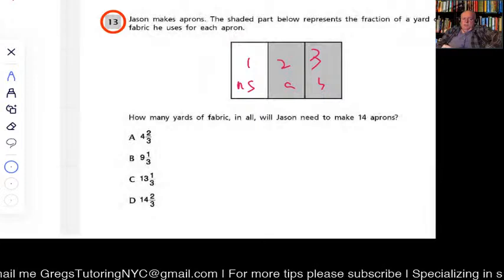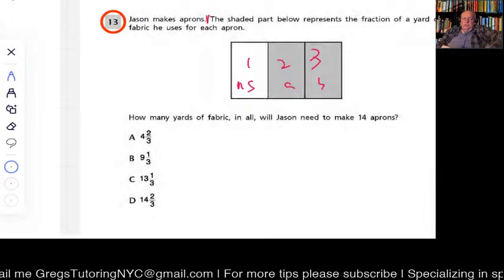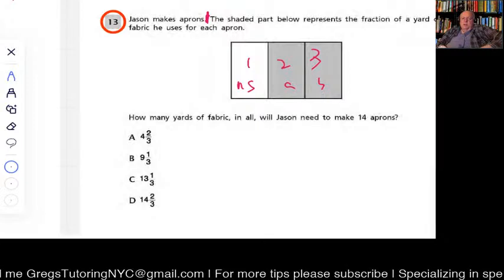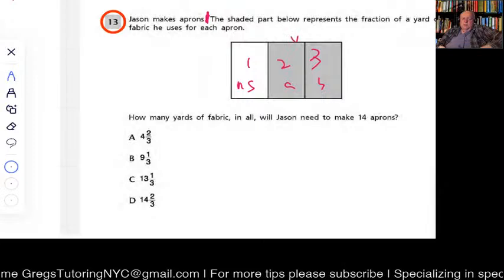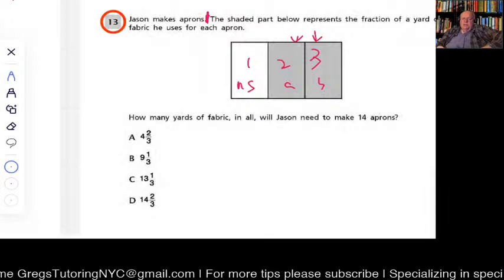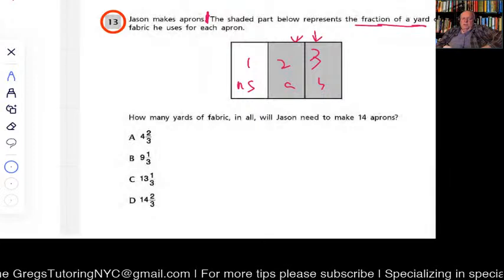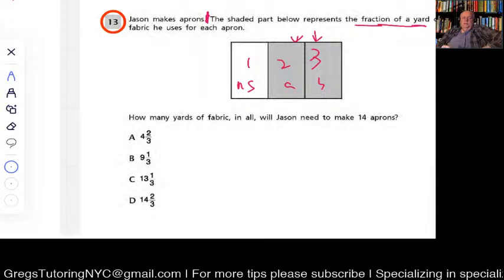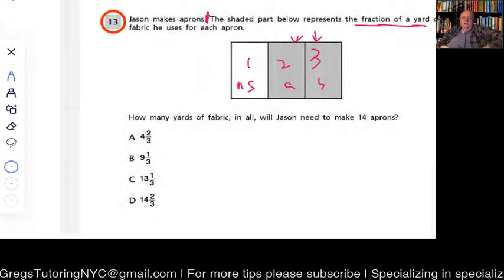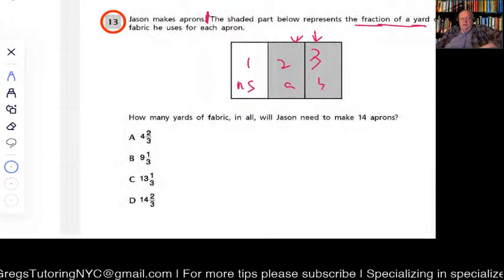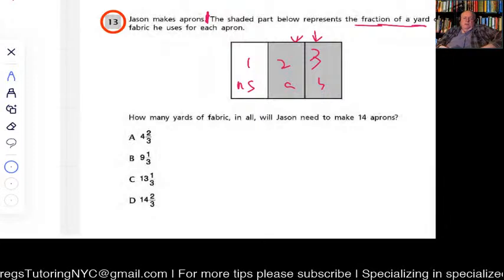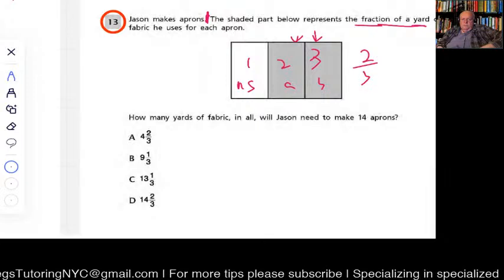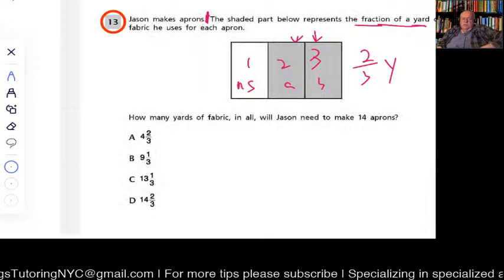Okay, so let's see what's going on here. Jason makes aprons. The shaded part below, where below? Right here, this and this, represents the fraction of a yard of fabric he uses for each apron. What does that mean? Well, it looks like he's using 2/3 of a yard. Okay, we don't know if unit conversions are going to come into play here yet.